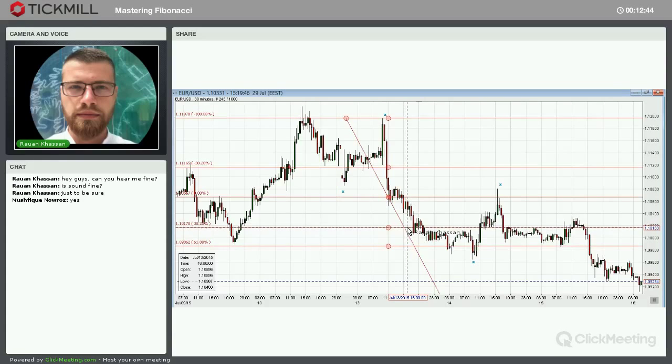Next line is 138.2%, which is marked at 1.1017. Once again, we see that at this moment the price did a minimal retracement, but succeeded to move further below. And a second time, this level worked fine as static resistance during the period of July 14th, 15th.